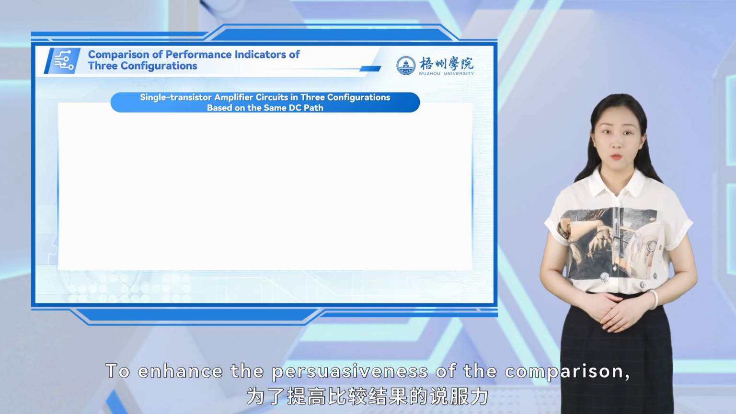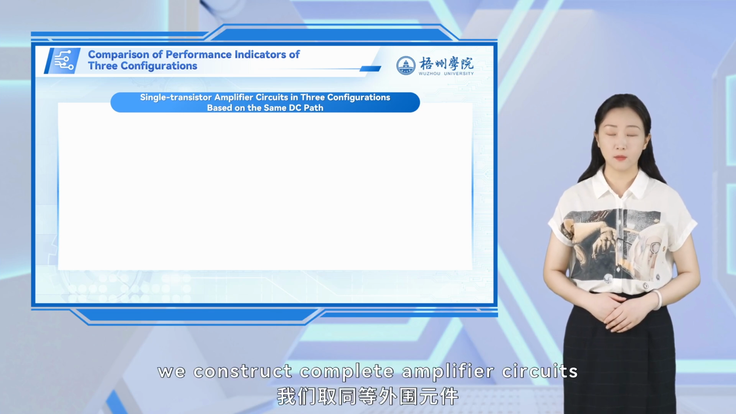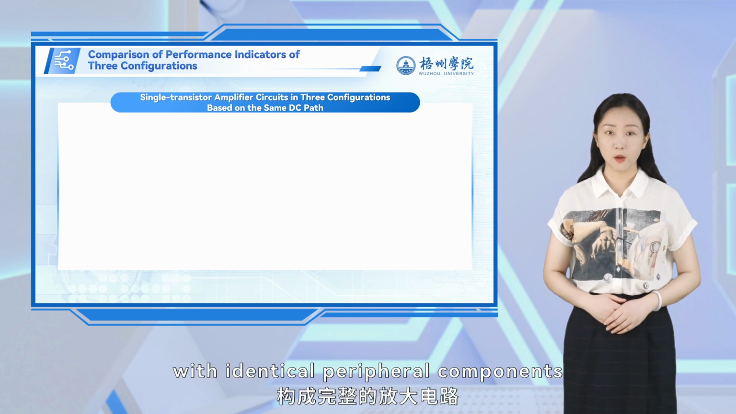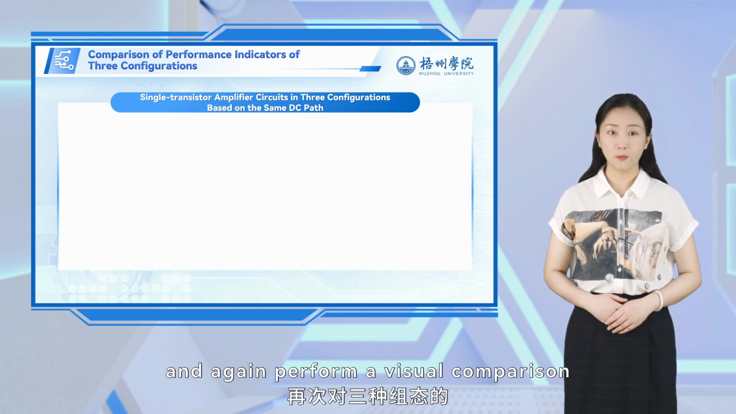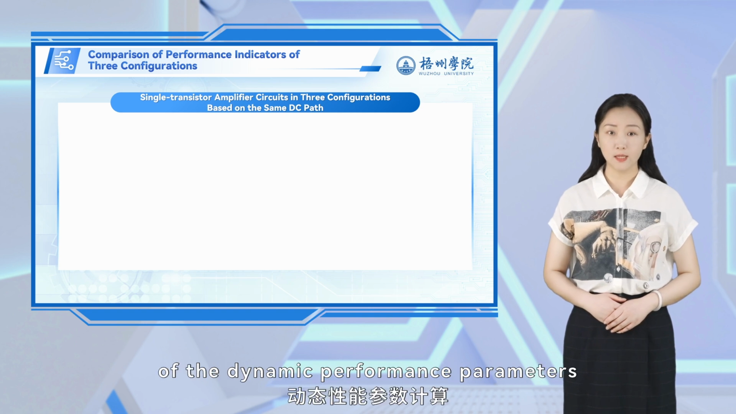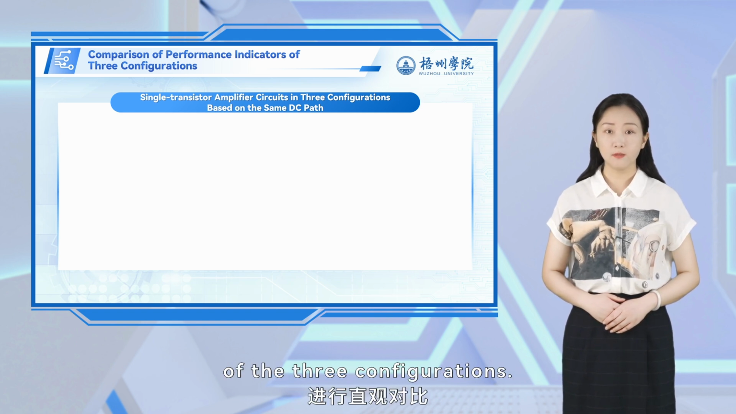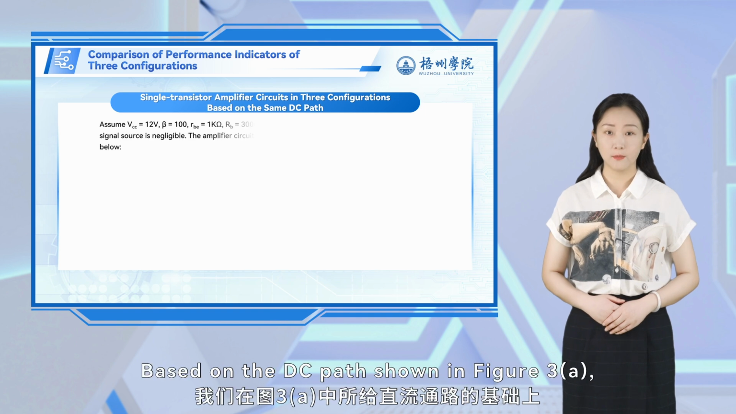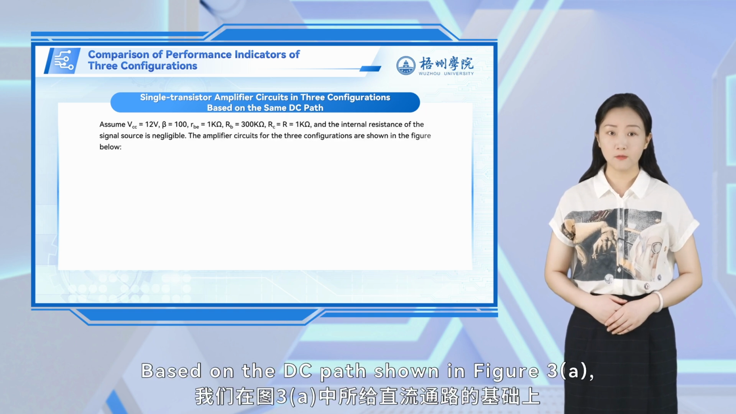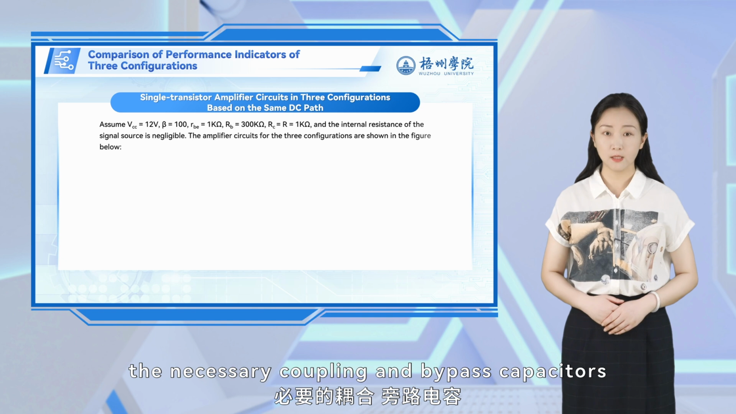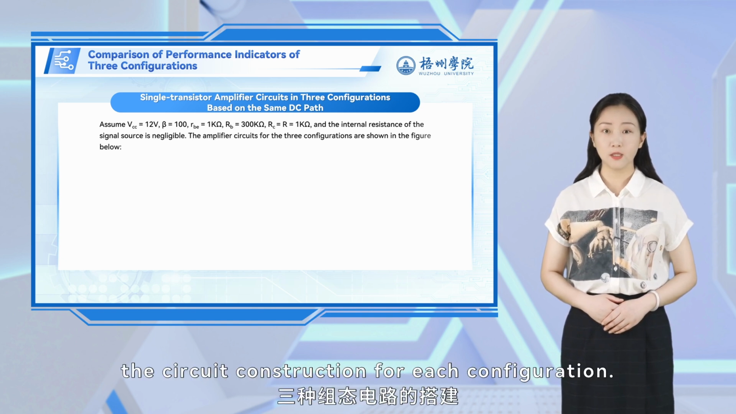To enhance the persuasiveness of the comparison, we construct complete amplifier circuits with identical peripheral components, and again perform a visual comparison of the dynamic performance parameters of the three configurations. Based on the DC path shown in Figure 3a, we add the necessary coupling and bypass capacitors to complete the circuit construction for each configuration.